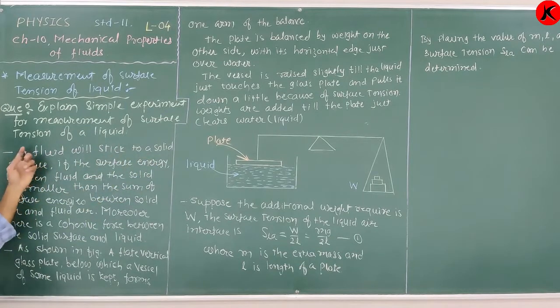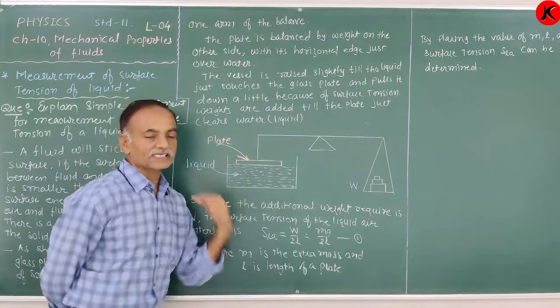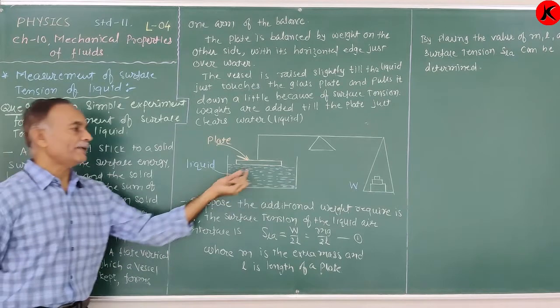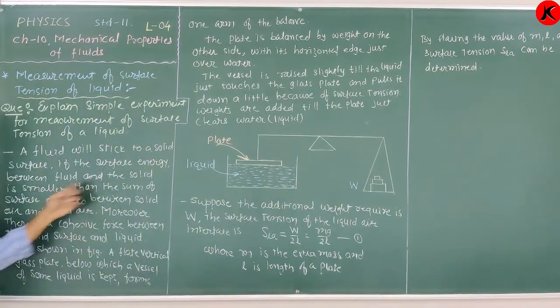First thing, a fluid will stick to a solid surface if the surface energy between fluid and the solid is smaller than the sum of the surface energy between solid A and fluid A. What it says is that the surface energy between the liquid and the glass plate is smaller than the sum of the surface energy between solid A and fluid A.